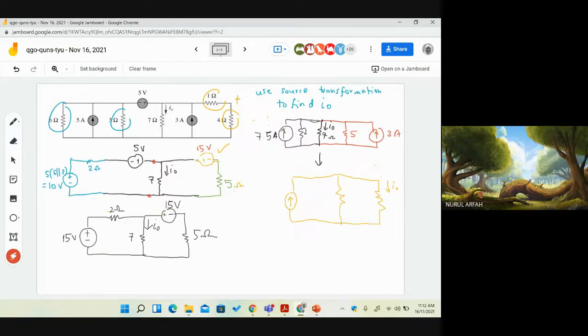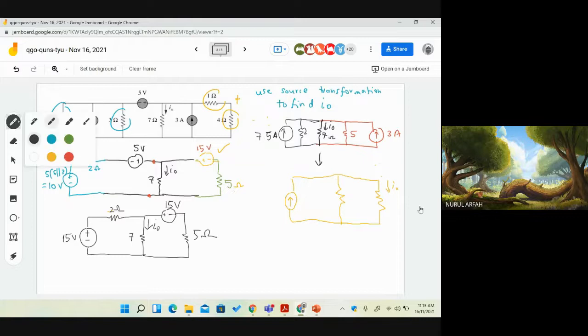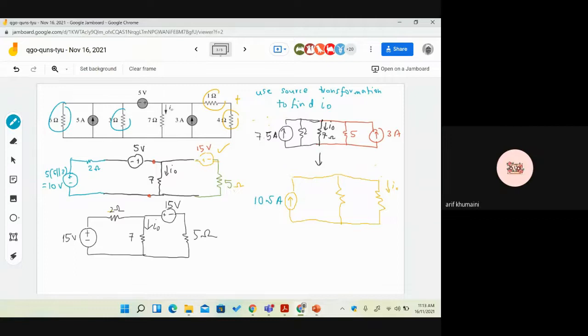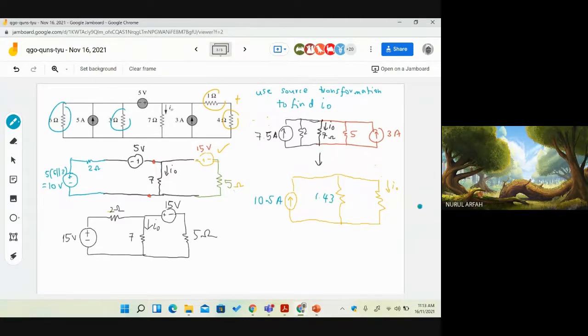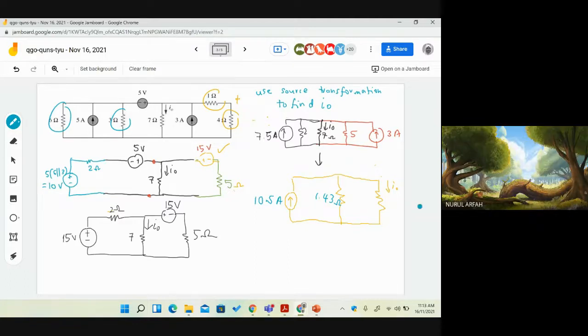Okay, welcome. Right. Bagus. So what is 7.5 plus 3? Here. 10.5. Okay, good. What about resistor? 1.43. 1.43. Semua dapat sama ke? Let me check. 2 with 5. Inverse is... betul. Okay, good. And we have here 7 ohm. Then what is the next step?